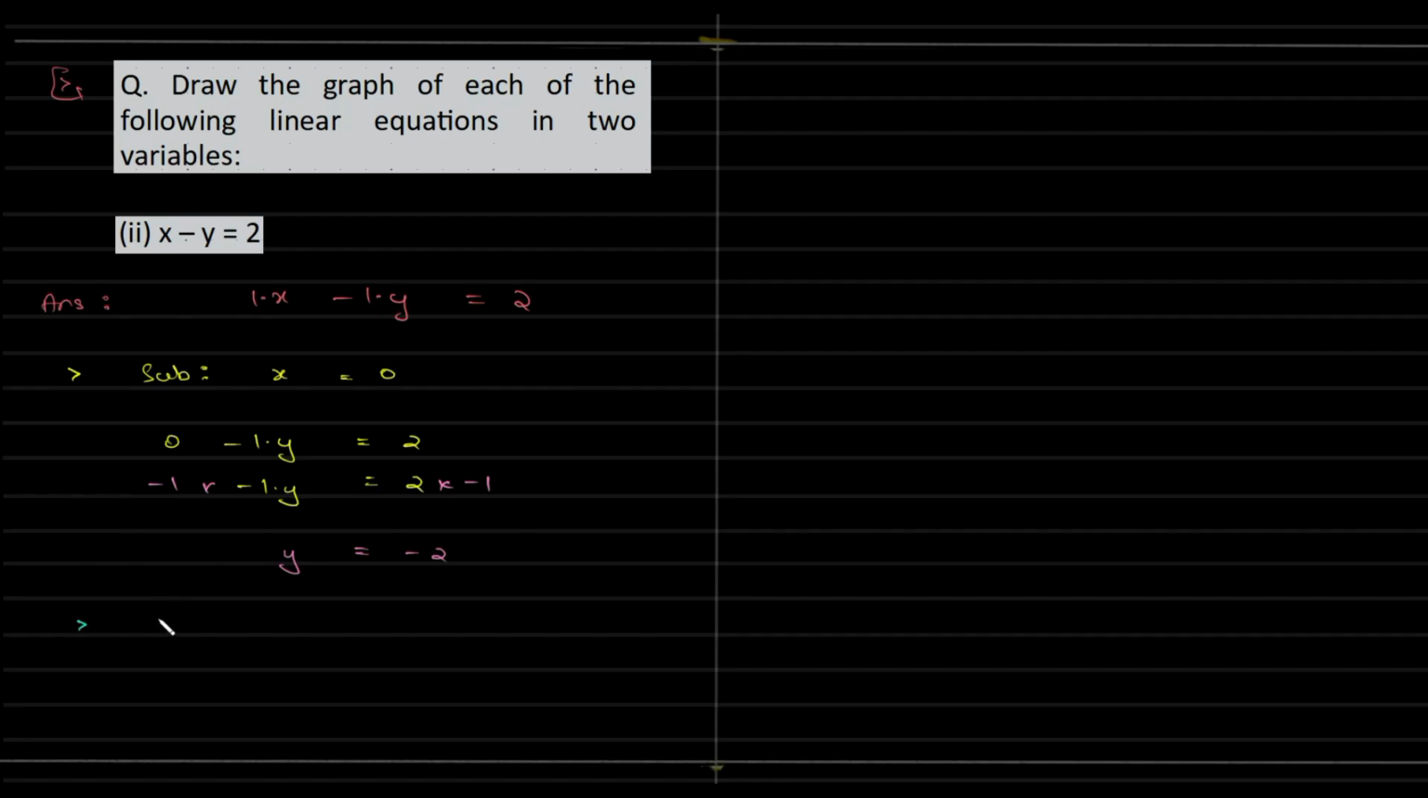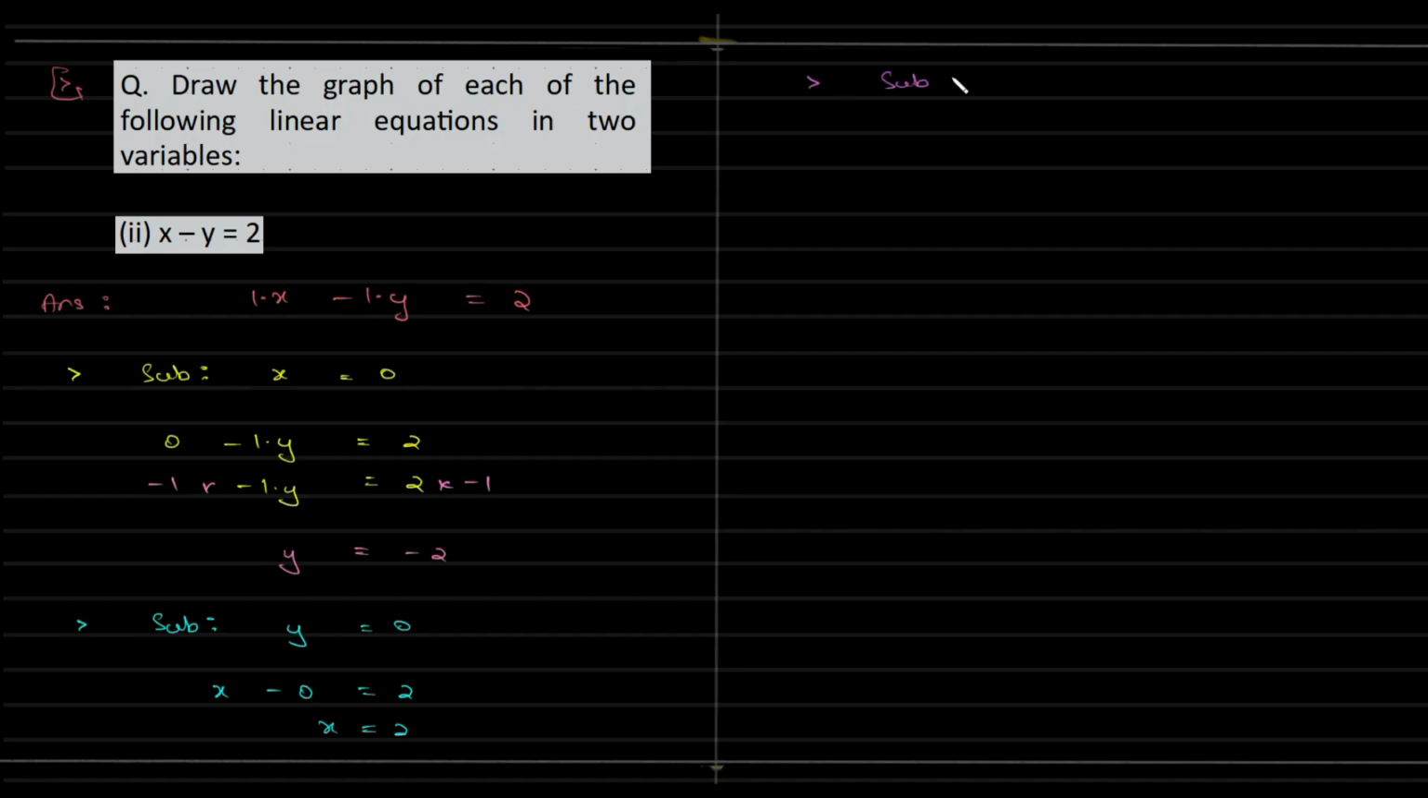Next, we can substitute y to be 0. Very convenient. So we have 1x minus 0 is equal to 2. So x is equal to 2. And one last value and you are done.